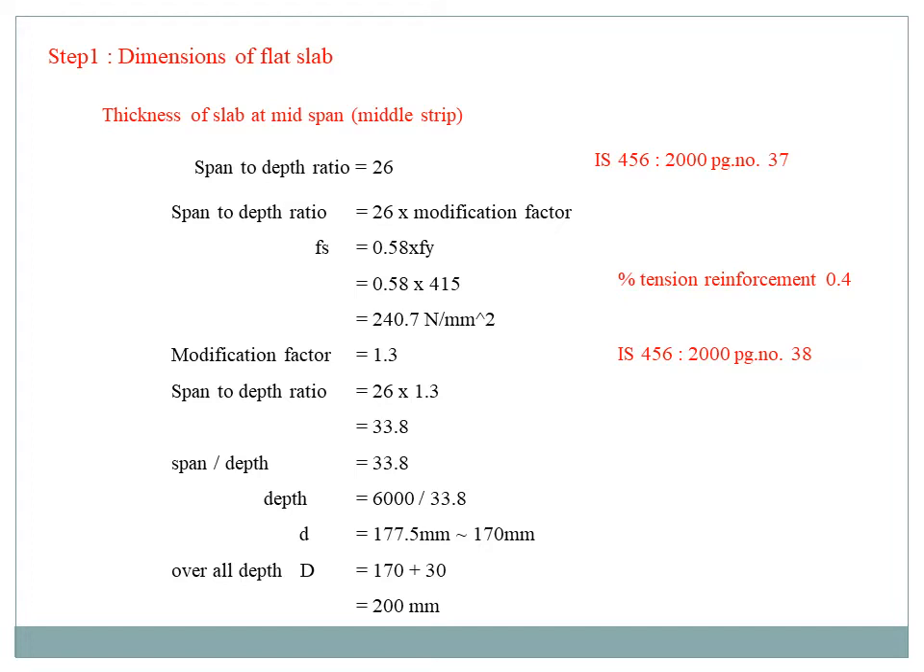Then we know the span length. Span length is 6 meter, because the panel size is taken as the span. 6 meter converted into mm is 6000 mm. So depth is equal to 6000 divided by 33.8, so d is equal to 177.5 mm. We can round it to 170, or you can also take 180, no problem. Then overall depth capital D is equal to 170 plus 30. 30 means the cover for the slab. In flat slab we take the cover as 30 mm. Then overall depth capital D is equal to 200 mm.